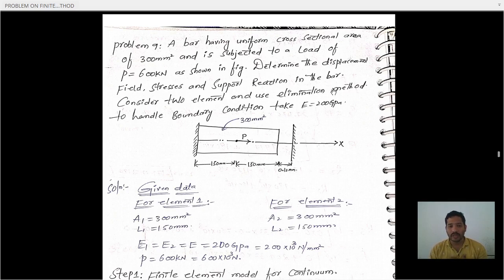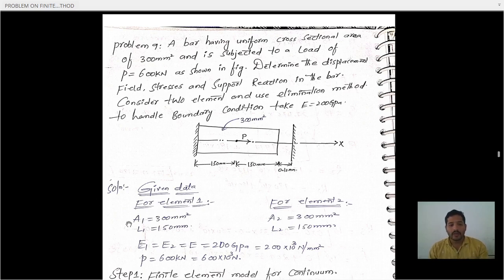For the support reactions, here we have 3 nodes: first node, second node, third node. So for that reason we need to find out the normal reactions R1, R2, R3. Okay, so consider 2 elements and use the elimination method to handle the boundary condition. Take the modulus of elasticity or Young's modulus value, given as 200 gigapascal. Okay, in the solution, first of all we have to write down this given data. This given data carries 1 mark.